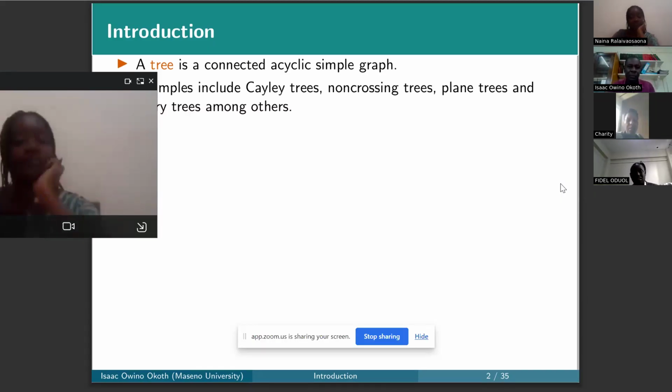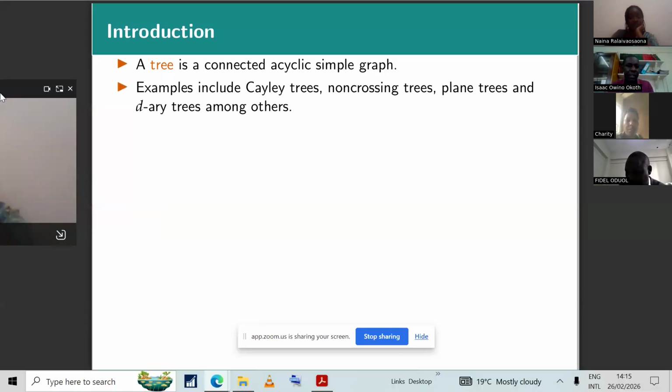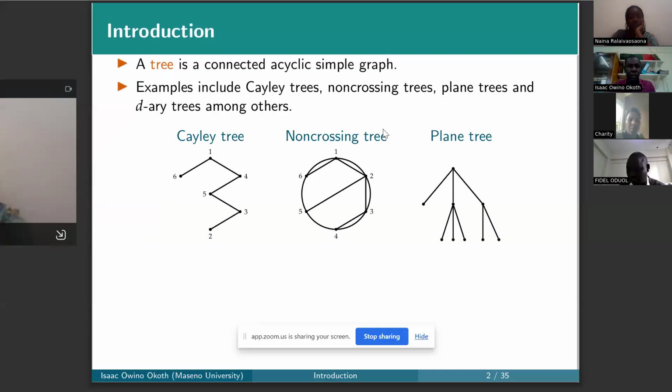Some of the examples of trees include non-crossing trees. Then there are plane trees, among others. So here are some examples of trees. We have Cayley trees, which are just labeled trees. Non-crossing trees are trees drawn in the plane such that the vertices are on the boundary of a circle, and edges are line segments that do not cross inside the circle. And then we have plane trees. These are trees in which the position of a vertex is important.